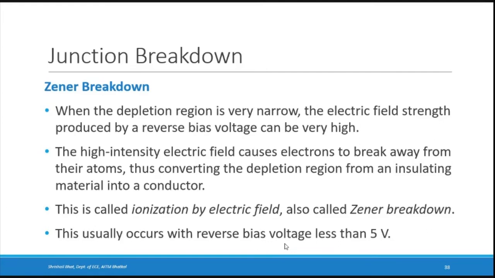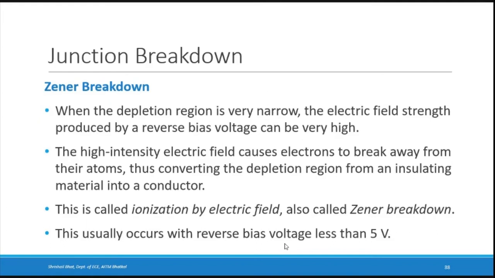Thereby, if the electrons are removed away from their atoms, they will become free electrons. So once there are free electrons, they will start conducting, right? So the depletion region is basically an insulating material. There are no charge carriers. That's why we call it a depletion region. It is depleted of charge carriers.